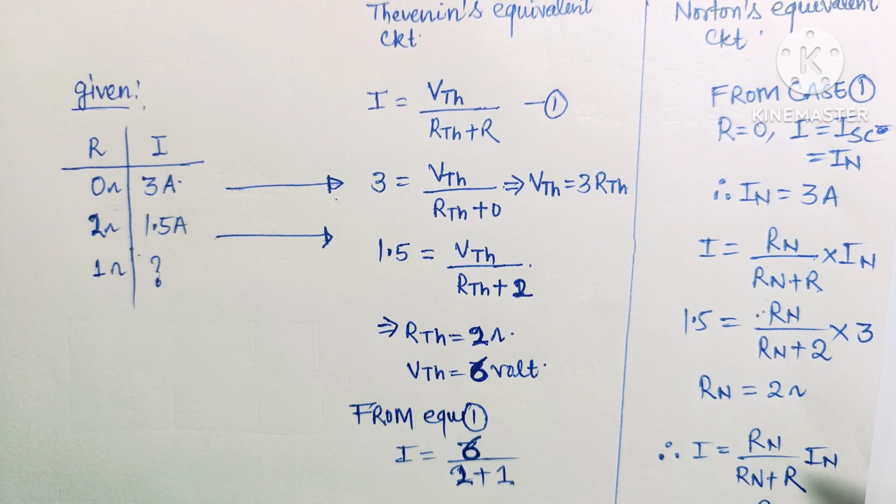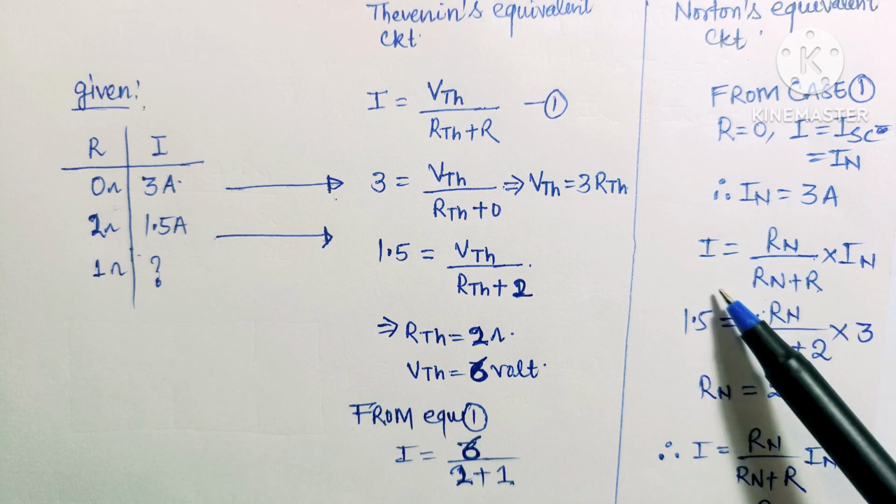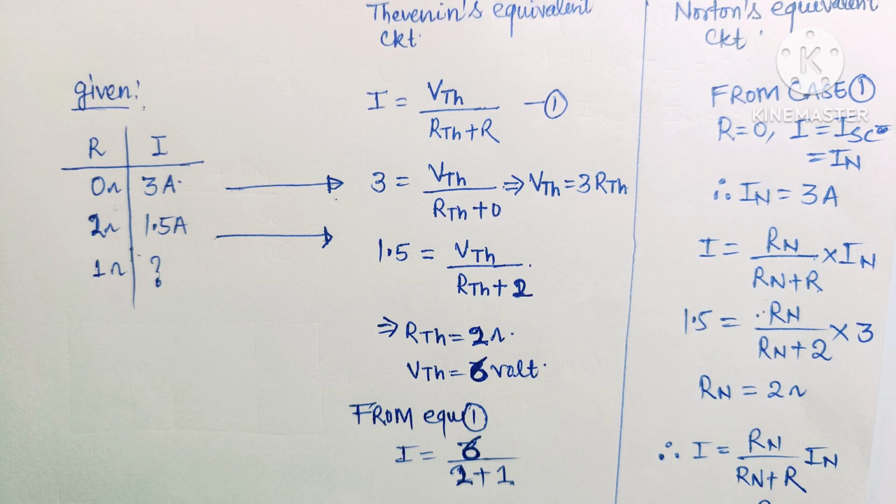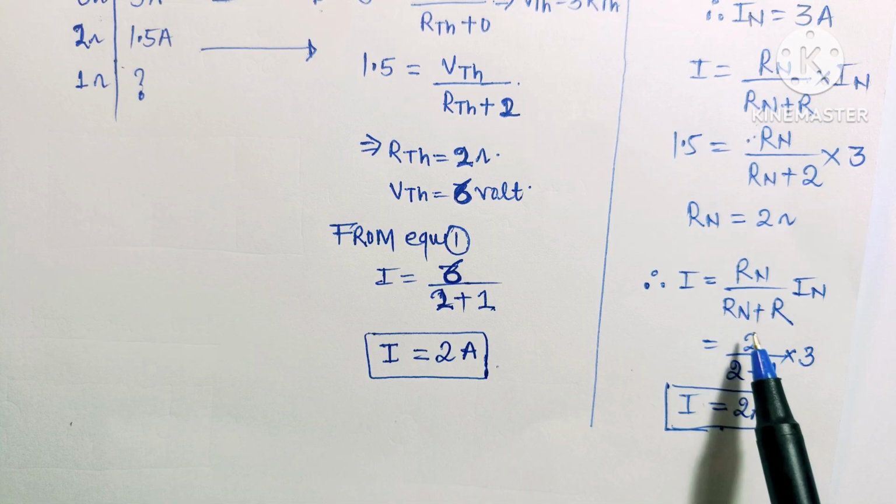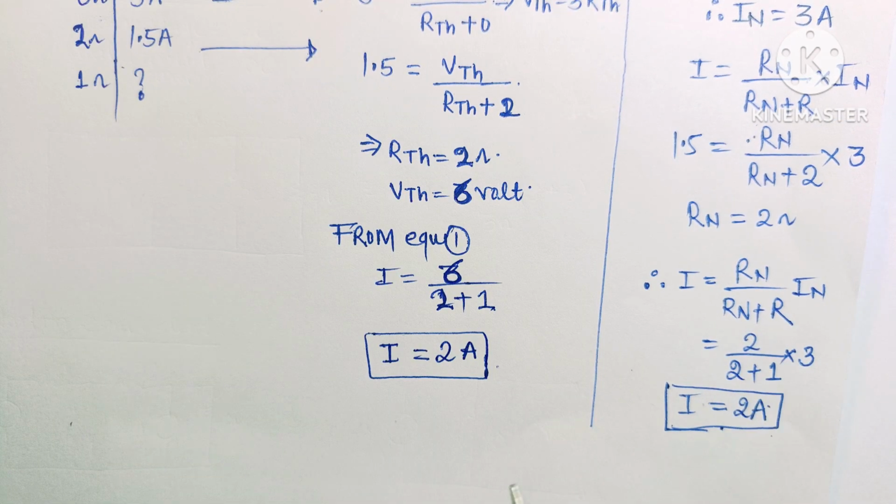Now we have calculated the value of RN and the value of IN. Now put these values in this equation and we can calculate, for R equal to 1 ohm, the value of current in the circuit. So we put the values of RN, R and IN, and we find the value of I is equal to 2 ampere.